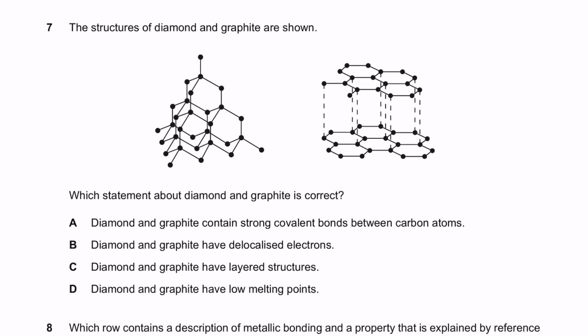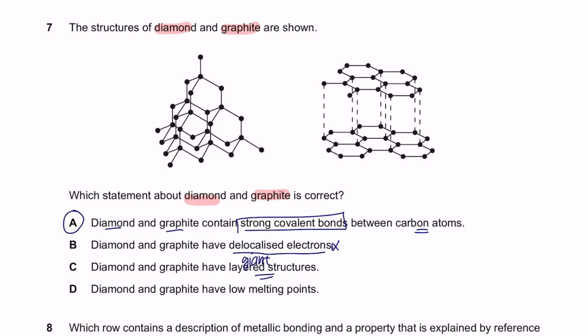Next, question 7. The structures of diamond and graphite are shown. Which statement about diamond and graphite is correct? Diamond and graphite contain strong covalent bonds between the carbon atoms. This is correct. Diamond and graphite have delocalized electrons is wrong. They actually cannot conduct electricity due to not having free moving electrons. Diamond and graphite have layered structures. No, they don't. They have giant covalent structures.